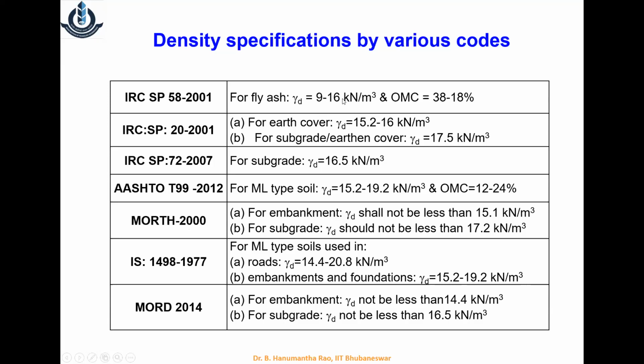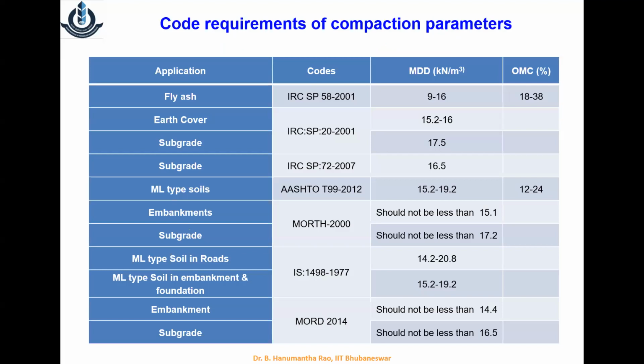Now, when you compare the previous set of compaction curves with the prescribed guidelines, you can clearly notice that most of the waste materials do not fall under the acceptable criteria. So in the first instance, they will be eliminated from use in practical applications. This is one of the fundamental reasons most waste materials are stabilized or amended. These are the different codes and their prescribed gamma D and OMC for different applications and materials: fly ash, earthen cover, and applications including subgrade, embankment, road, or foundation. So we can take up any kind of application.